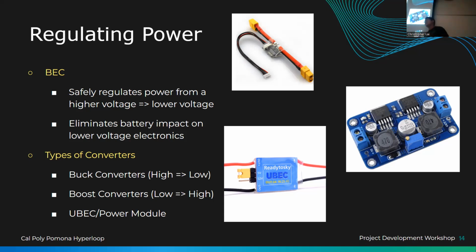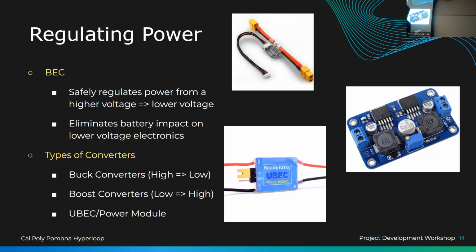Arduinos draw around 70 milliamps, and motors draw tens of amps, right? So you want to make sure the current that the motor sees isn't the same as the current that the Arduino sees. Otherwise, that would be very bad, because if something shorts on the motor end, the Arduino is going to get shorted as well. So to separate this, or to eliminate the battery's effect on the Arduino from the motor, you're going to use a BEC.